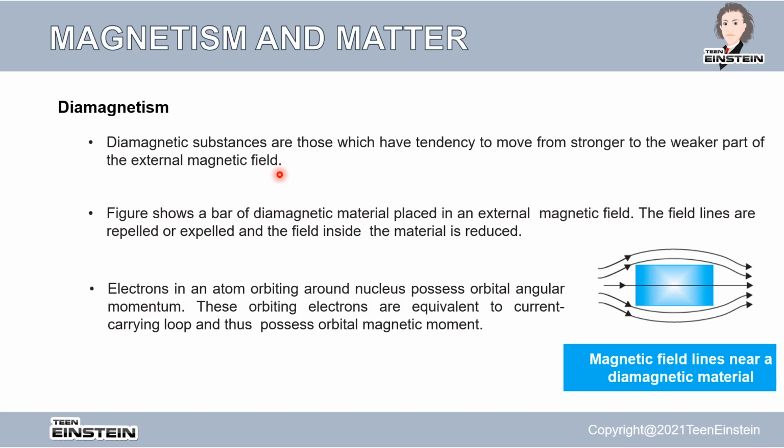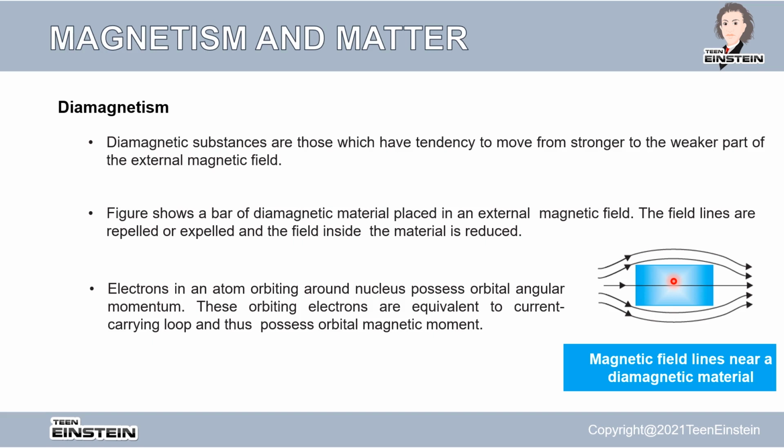If you have a diamagnetic substance, it's not going to move towards the magnet, but it's going to move away from the magnet. So the figure shows a bar of diamagnetic material placed in an external magnetic field. The field lines are repelled or expelled and the field inside the material is reduced. If you keep a diamagnetic material like this in a magnetic field, the field lines don't go through the material. They just avoid the material and go around it. So the field inside will be less than the applied field, because obviously M is negative.